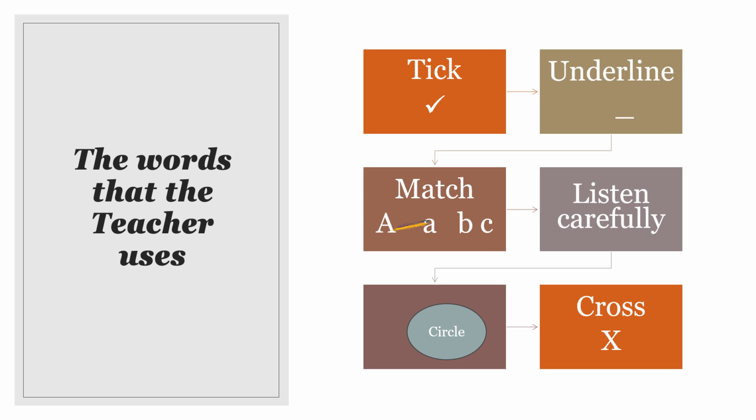So you can see for tick, the word tick and the symbol tick. Underline, you can see the line here. Match, this is when you match the same things, A with A. And listen carefully when teacher is talking to you. Pay your attention. Circle means the teacher will say to you, okay, circle the mistake, circle the wrong spelling, circle the verbs, okay? And cross when something is not correct and the teacher says, cross the wrong answer. All right, so let's have a look at the next slide, the last one.